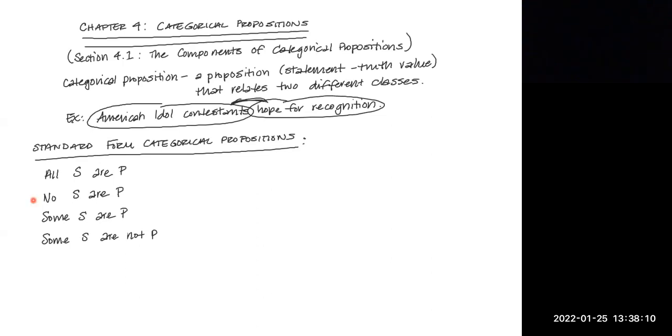There are 4 standard form versions of a categorical proposition. This is what we will use. If you were to take a higher level logic course, you would learn how to translate some English language statements that were not in standard form into standard form. But at the moment, we're just going to look for categorical propositions that are in standard form, if and only if they are exactly like one of these 4: All S are P, no S are P, some S are P, and some S are not P.